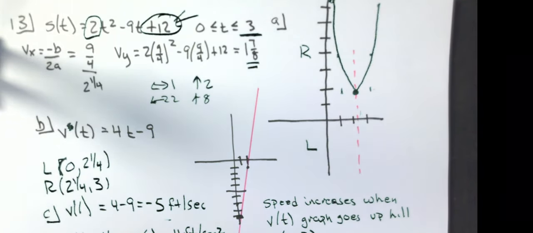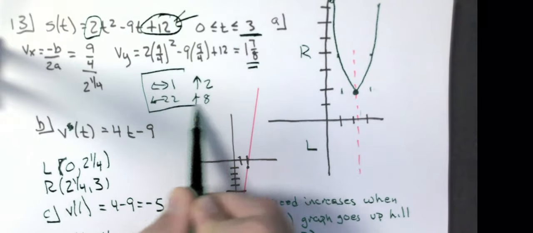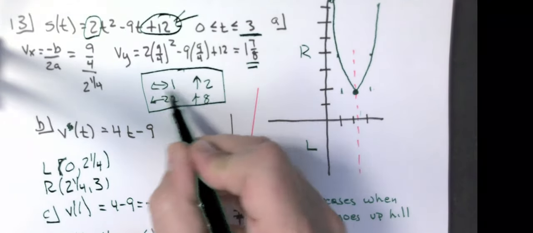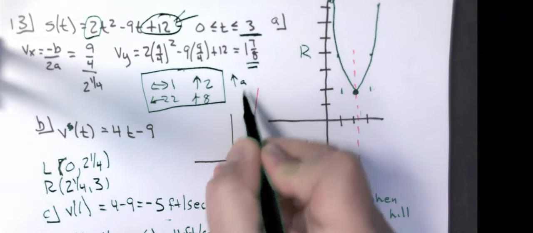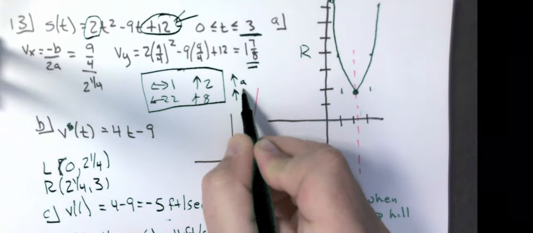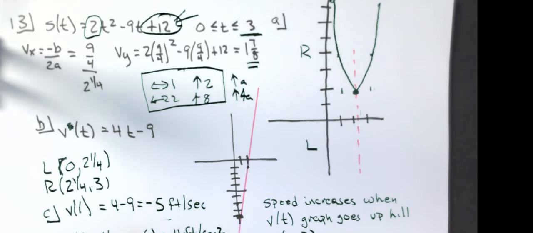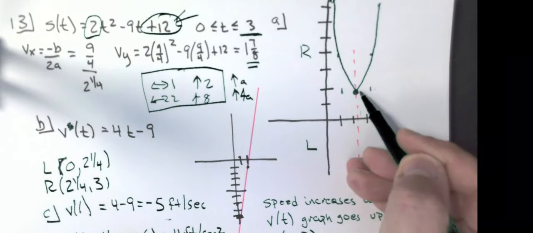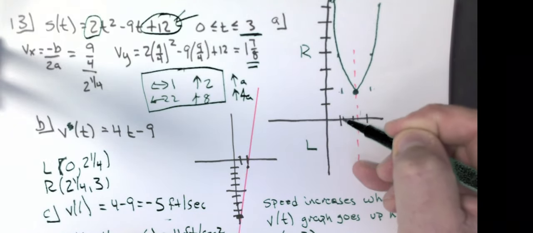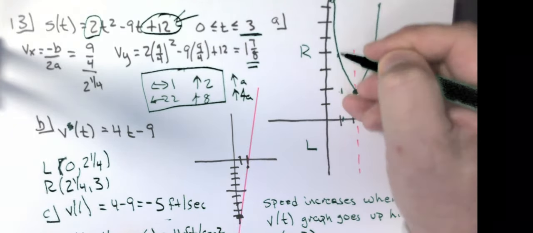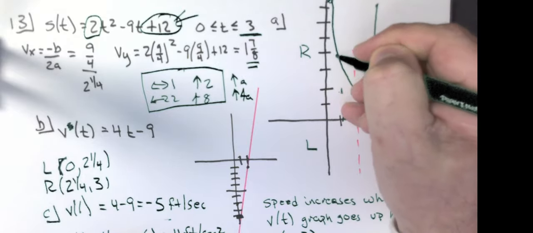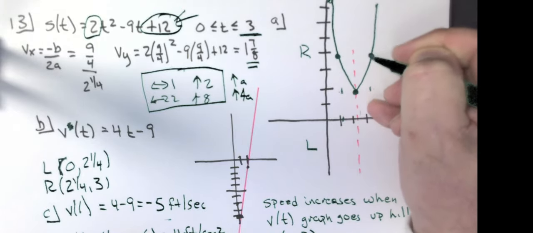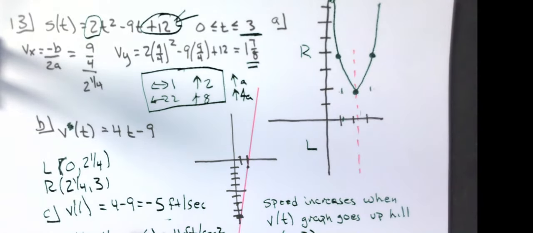Then my little shortcut I gave you: over 1, up a; over 2, up 4a. So over is 1 and up a is 2. So I went over 1, which would be at 1 and a quarter, and I went up 2, which puts me the dot right here. I did that on both sides, and that gave me my graph.